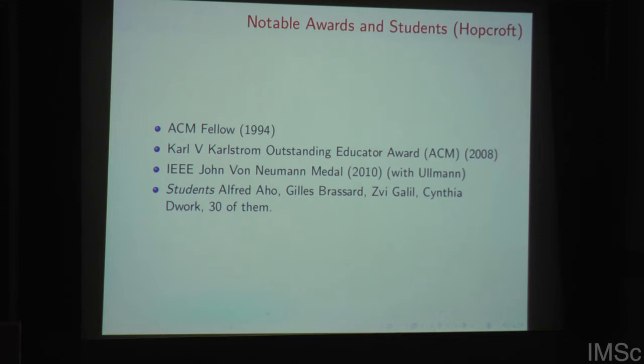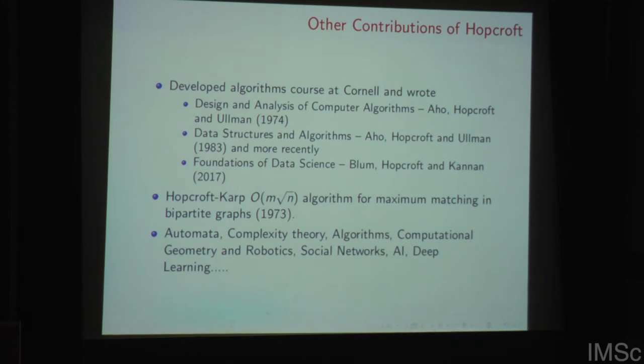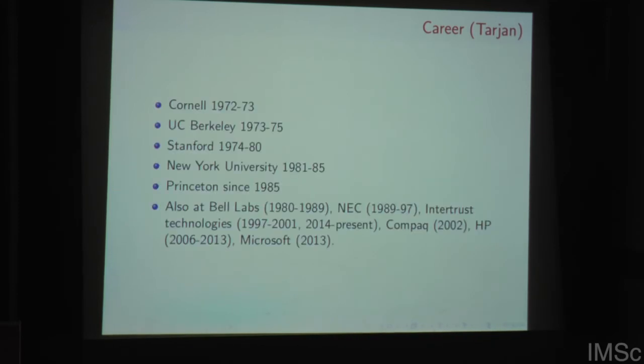Yes, so I'm going to drop Hopcroft from now on and move to Tarjan. Okay, so Hopcroft continues work in a whole bunch of areas, and I'm not too familiar with them, but he's still very active, and as I said, he's written a book on data science now. Okay, Tarjan went to Cornell, I guess. Hopcroft would have invited him soon after his PhD, but he moved between East and West, and between industry and universities, and he spent time at various places. Currently, he's at Princeton.